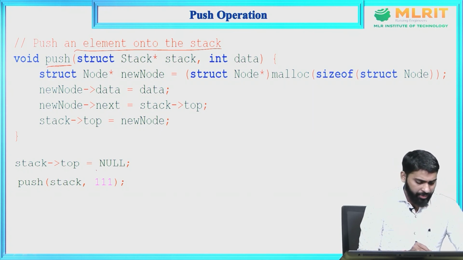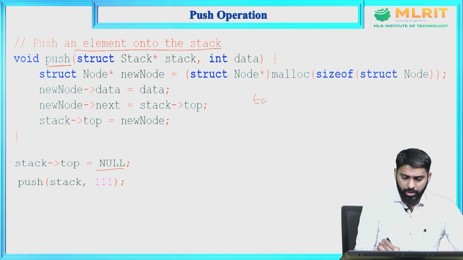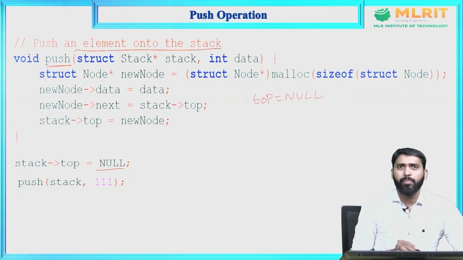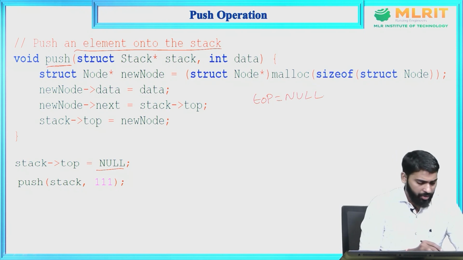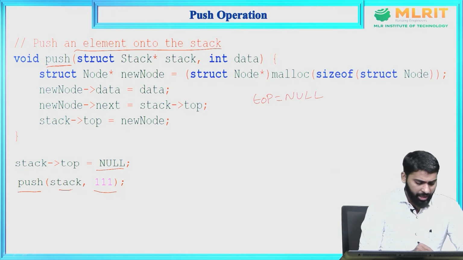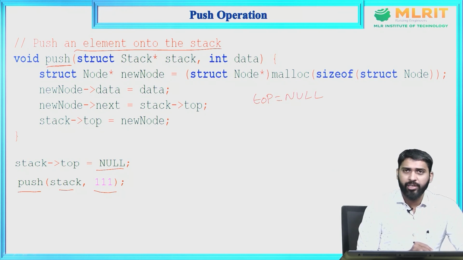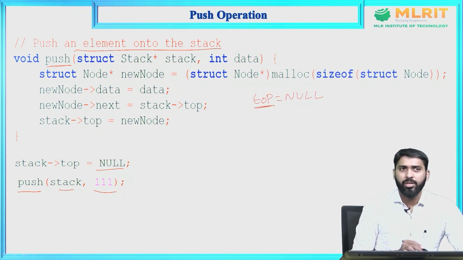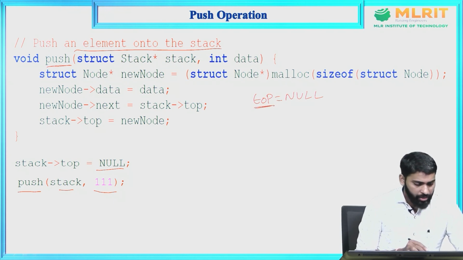Now we see, initially we are taking top equals null. What is the initial value of top? Top equals null. Now I call the push function and what is the data? 111. And what is the stack? The stack has one address, and in that stack top is there, which equals null now. Now here we call the push function. This is the data 111. So one new node is created.